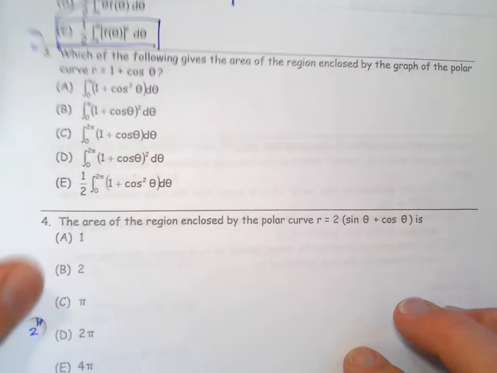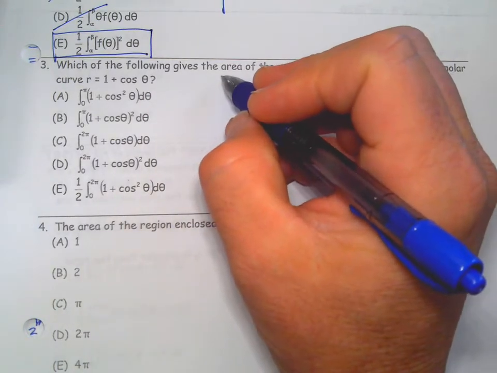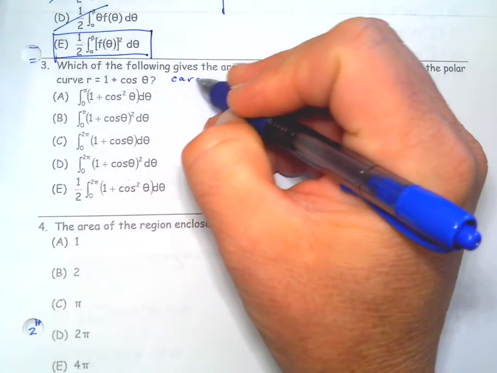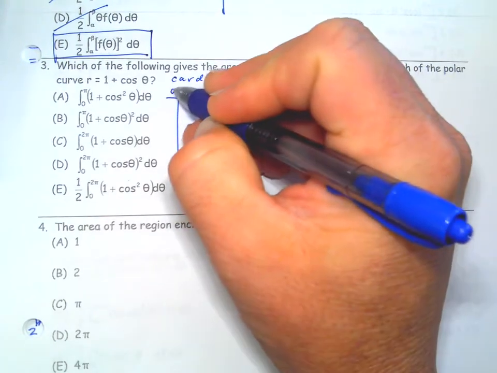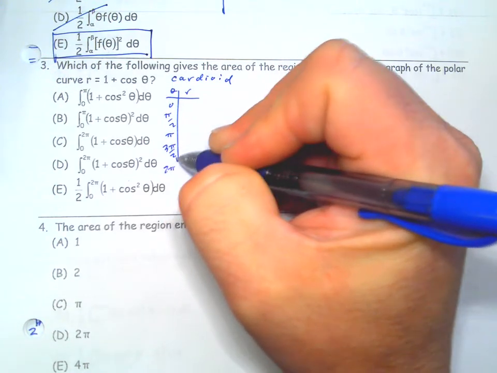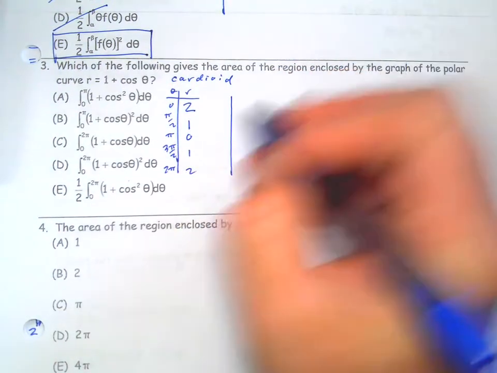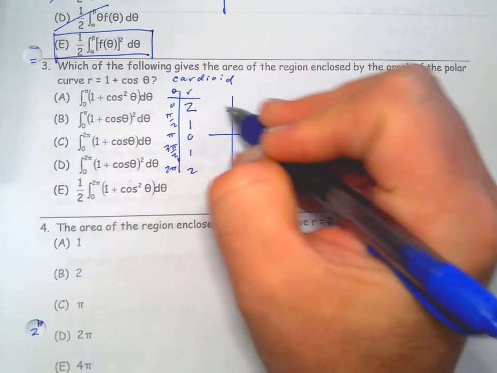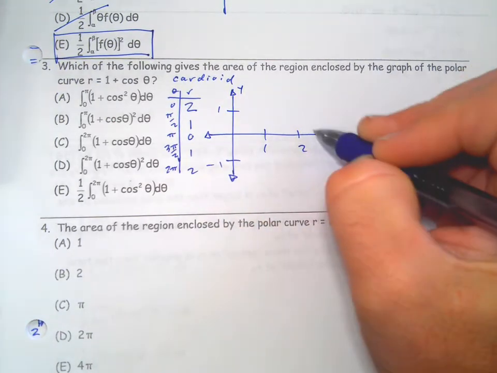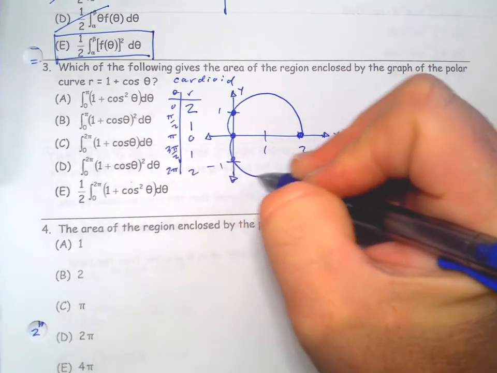All right, number 3, which of the following gives the area of the region enclosed by the graph? Okay, so we're just setting it up. I don't know if a sketch could help because they might be making use of symmetry and things like that. So this is a cardioid, and we could set up a quick graph. It's going to be 2, 1, 0, 1, 2, facing the right. So that's what the graph looks like.